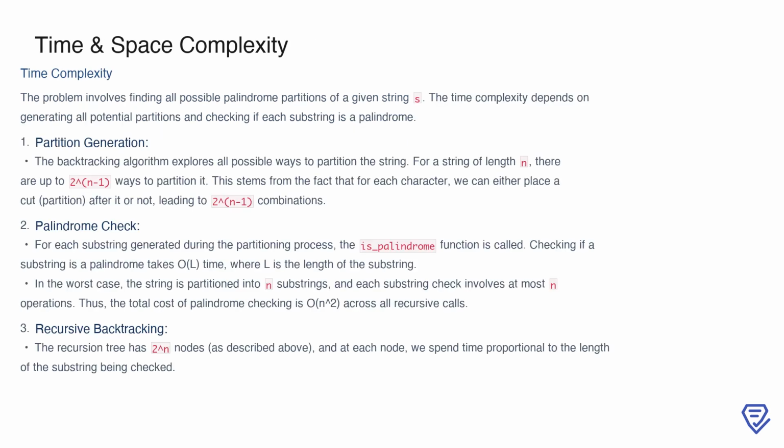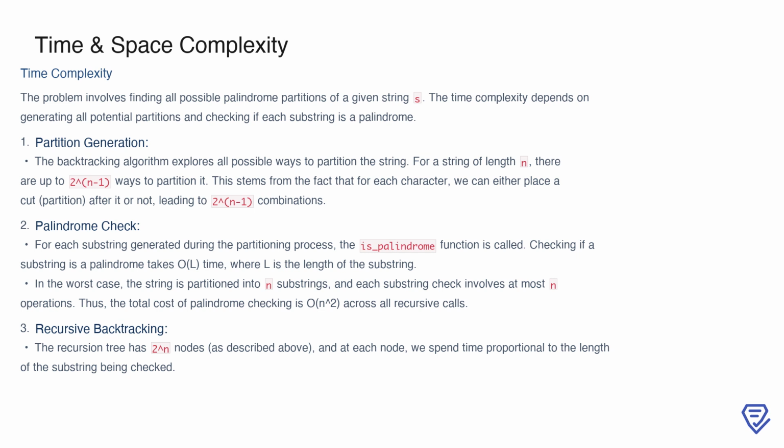To analyze the time complexity of the palindrome partitioning problem, we need to break it down into its key components. First, consider the process of generating all possible partitions of the string. For a string of length n, the backtracking algorithm explores all ways to place cuts between the characters. Each character can either have a cut after it or not, leading to 2^(n-1) possible combinations of partitions.